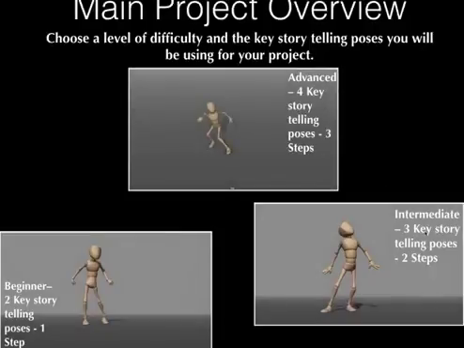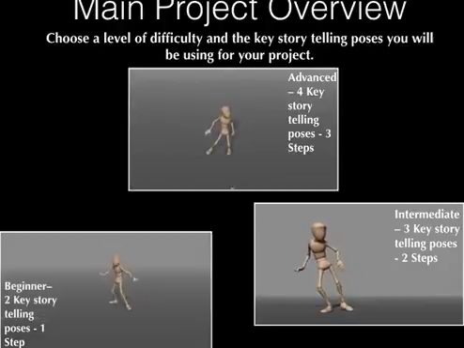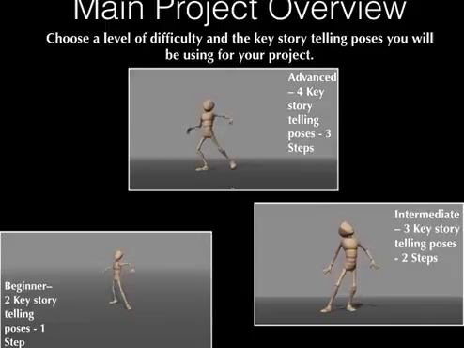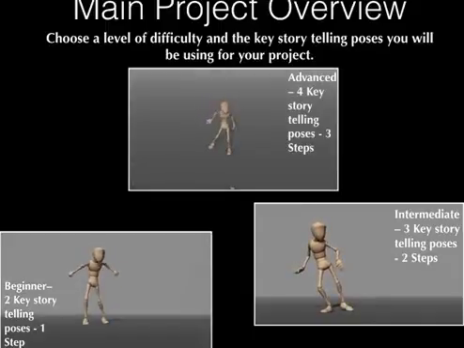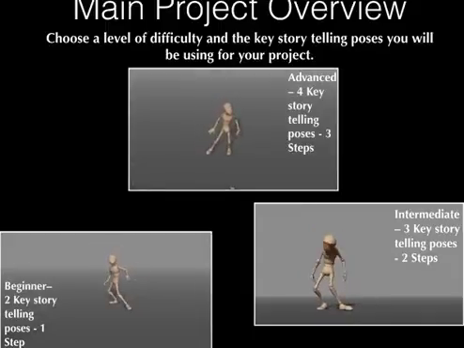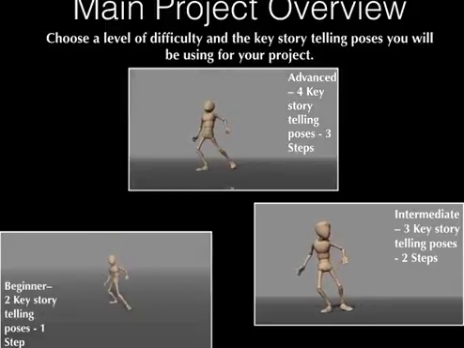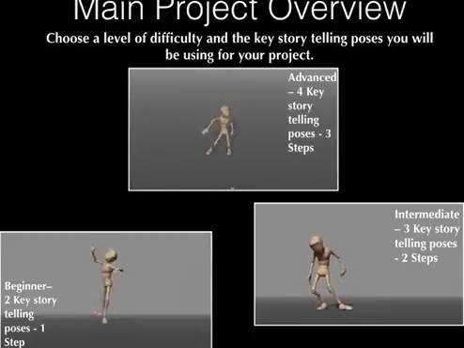Okay, so here is an overview of the main project. As you guys may know by now, you're going to choose a difficulty level, and you're going to choose your key storytelling poses that you'll be using for your project. Okay, so beginner, intermediate, and advanced. As it's written in the beginner scenario, you're going to be choosing 2 key storytelling poses. And in order to get from one pose to the next, you're going to be required to take 1 step.